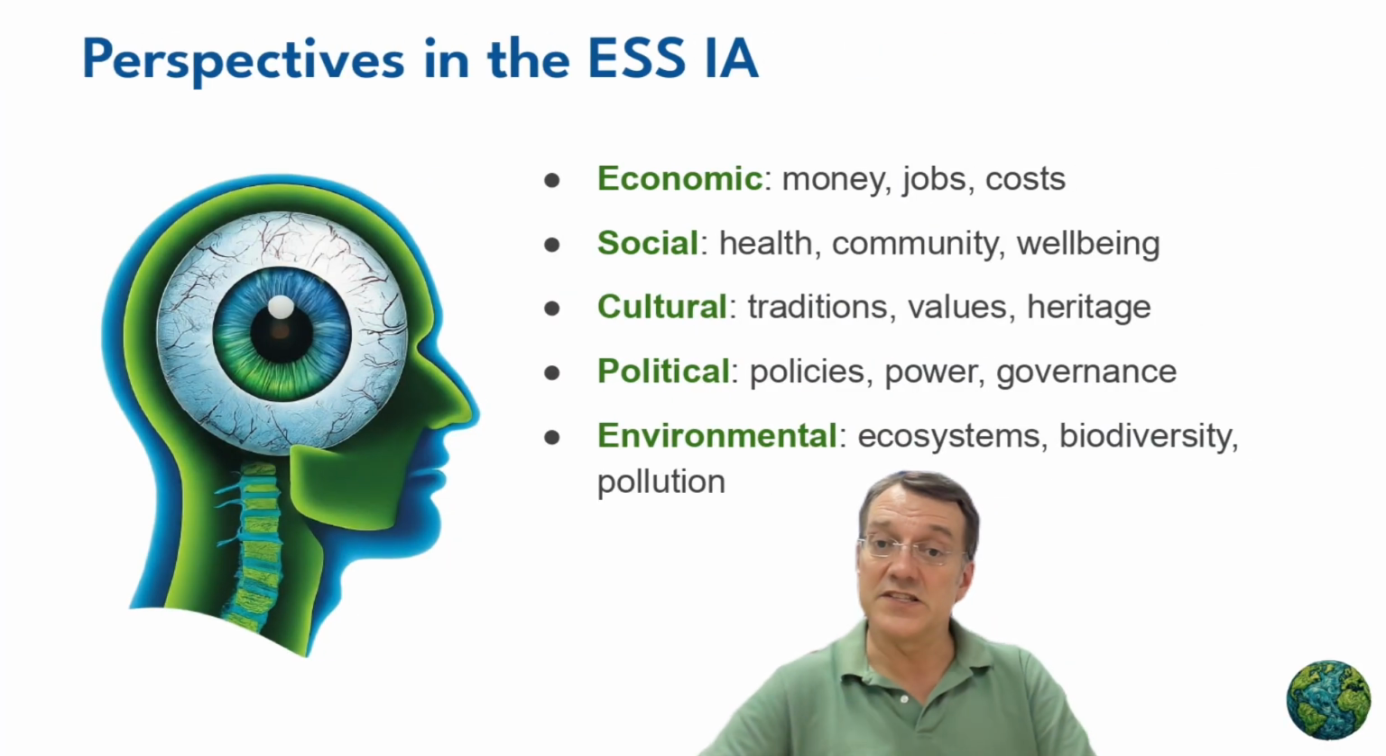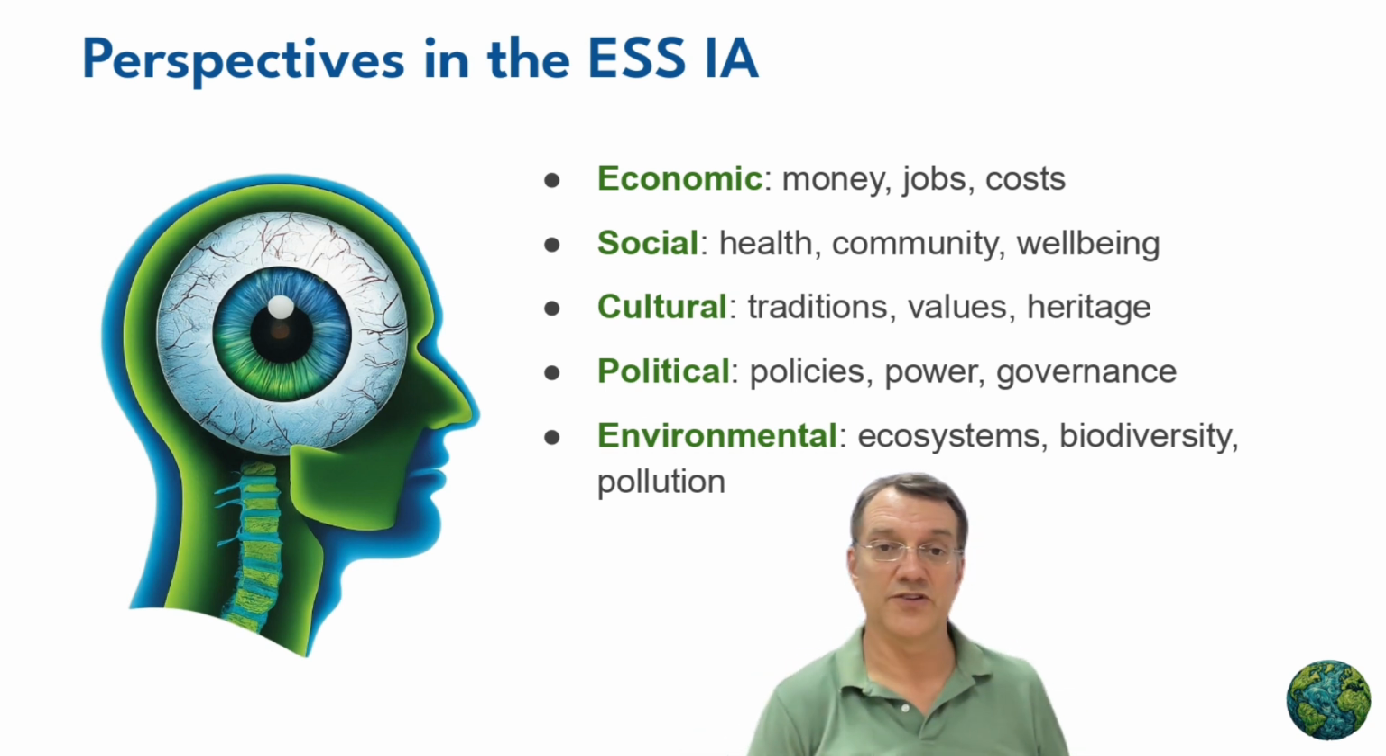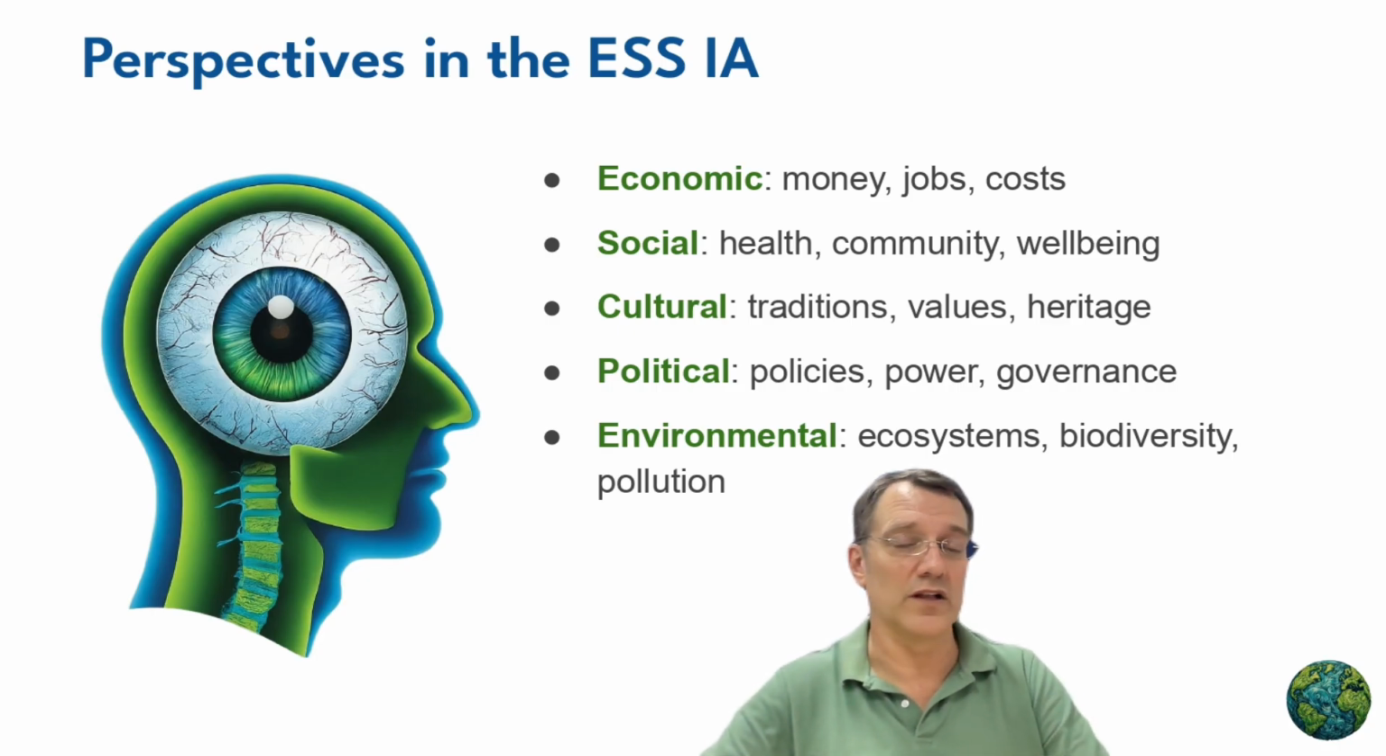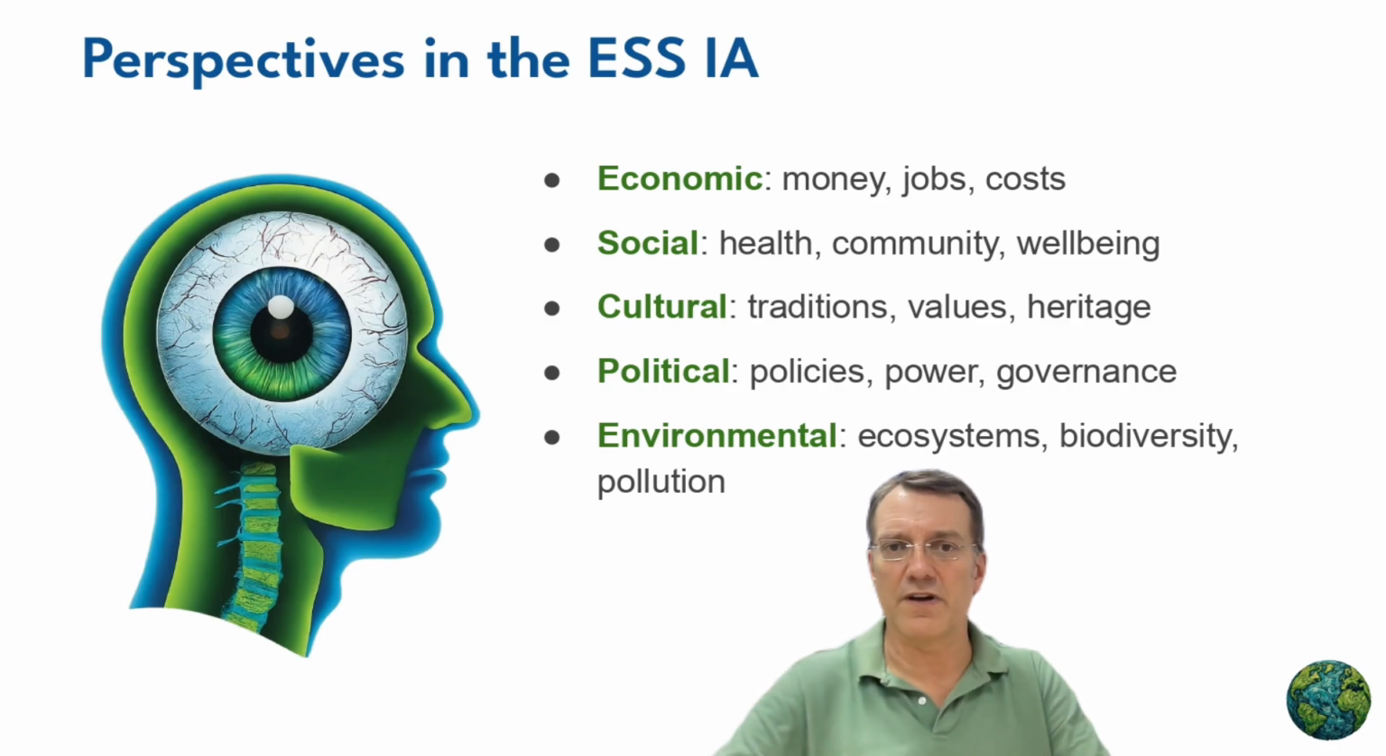The IB specifically wants you to consider 5 types of perspectives when you analyze tensions. Economic perspectives focus on money, jobs, and costs. Who gains financially? Who loses income? What does the strategy cost to implement? Social perspectives address health, community well-being, and quality of life. How does a strategy affect people's daily lives and social structures?